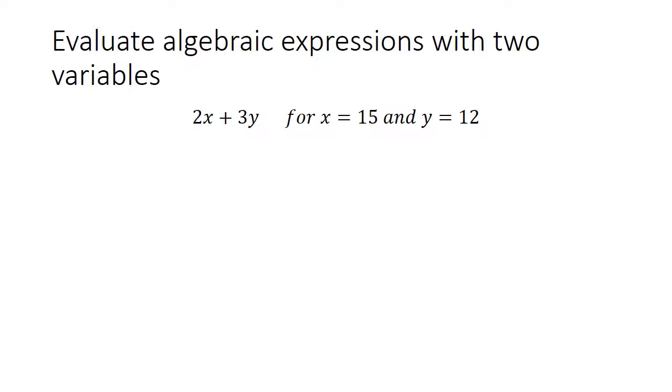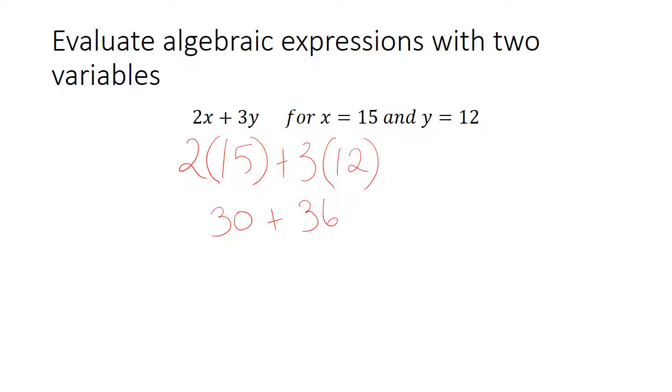All right, now we have 2 variables. We have an x and a y. So when you're doing this, make sure that you're substituting the correct value into your problem. So we have 2x plus 3y, so we're going to have 2 times the value of x, which is 15, plus 3 times the value of y, which is 12. Now we need to multiply for each of those, going from left to right first. So 2 times 15 is 30. 3 times 12 is 36. We're going to add those up, and we'll have 66.